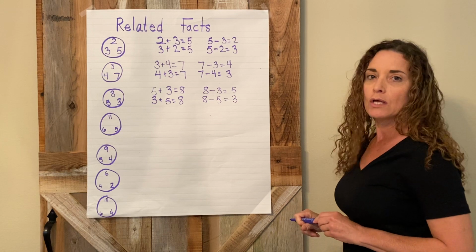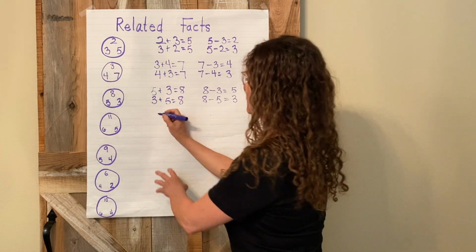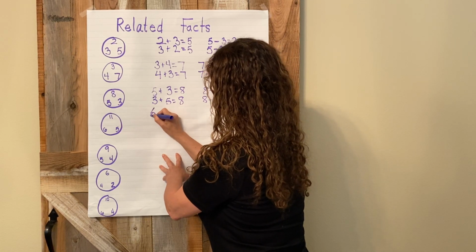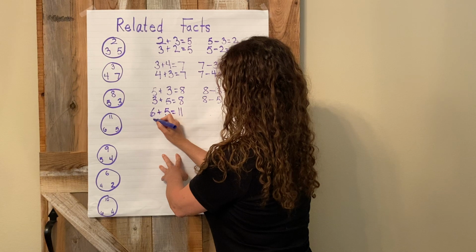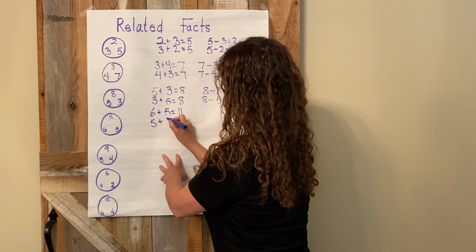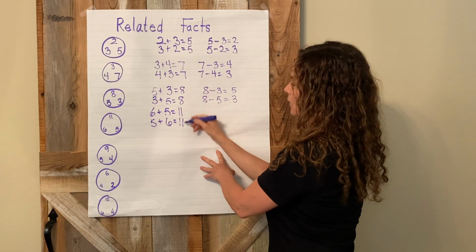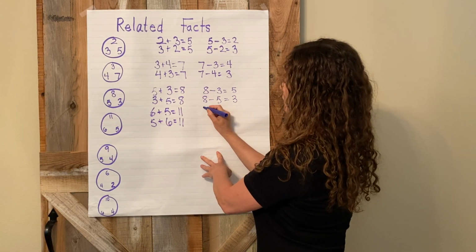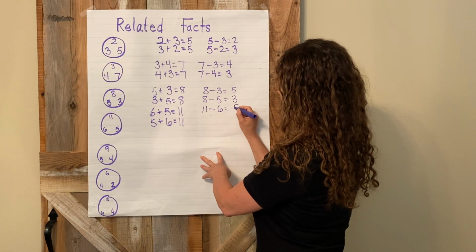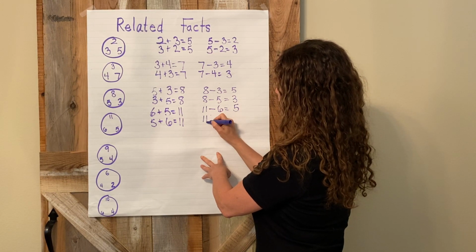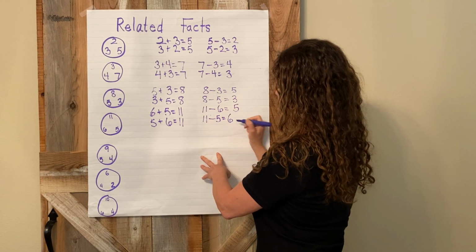Okay, the next one. We have an 11, a 6, and a 5. Two smallest numbers. 6 plus 5 equals 11. And 5 plus 6 equals 11. Largest number first on subtraction. 11 take away 6 equals 5. And 11 take away 5 equals 6.